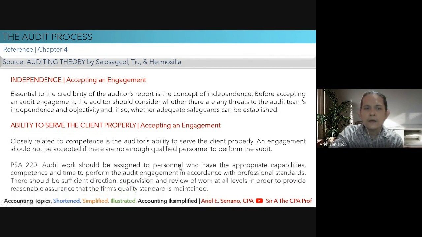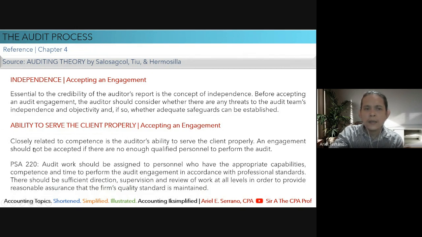Okay? Sabi sa PSA 220, and please let me know, okay, what is the title of PSA 220? I gave you the manual, no, sa mga actual students ko. Ang sabi doon, audit work should be assigned to personnel who have the appropriate capabilities, competence, and time to perform the audit in accordance with professional standards. Dapat mayroong sapat na direksyon, supervision, and review of work.